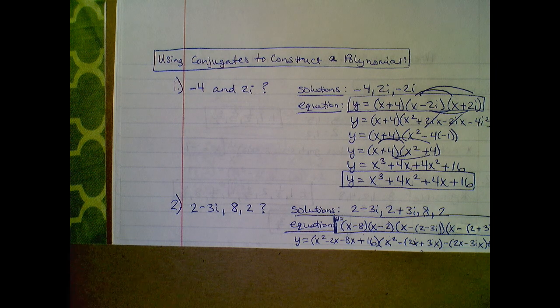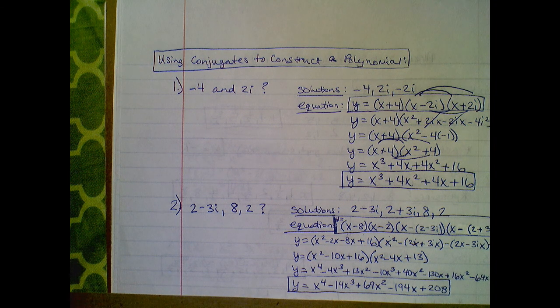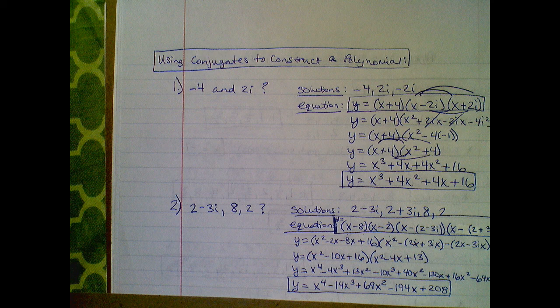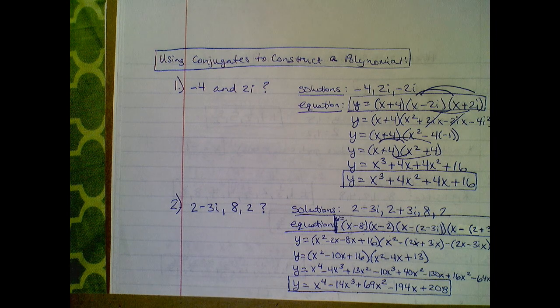Or we could go through and distribute it out, and we would end up with this as our final answer. y equals x to the 4th minus 14x to the 3rd plus 69x squared minus 194x plus 208. If you're curious, on the assessments I would take either answer, so either the factored form or the standard form.